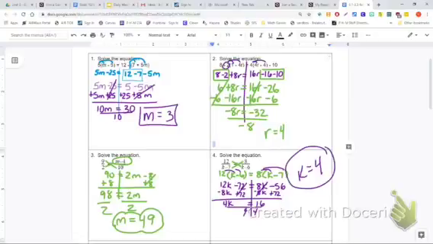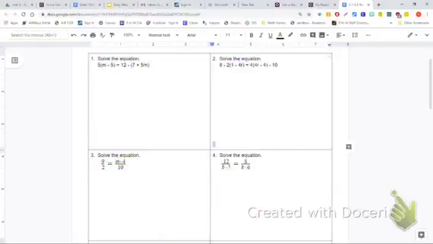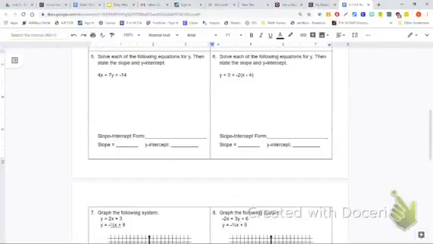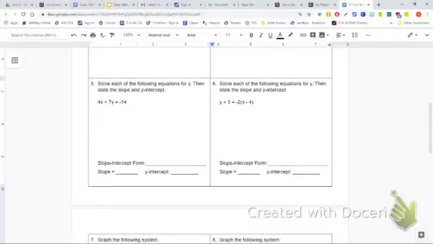So let's go ahead, and if you need to pause that, rewind that, go back, do it. But I'm going to go ahead and clear this and go down to the next 2 problems. So with that, guys, we're looking at problems 5 and 6 here.